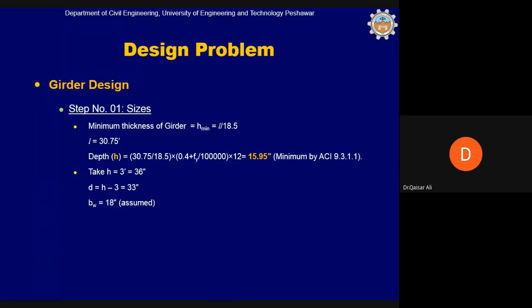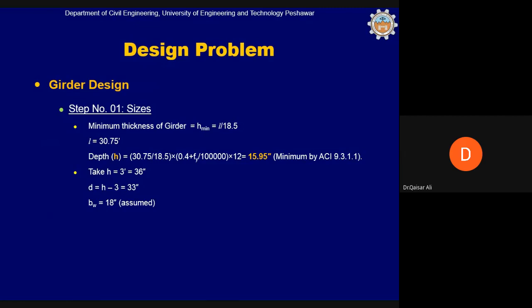There are some other codes like the New Zealand and Australian codes. They have given a very comprehensive equation which also takes into account the load to which the member is subjected. However, in the current versions of the ACI code, in these simplified equations, there is no load to be considered in the calculation of the depth of the beam. As I said earlier, this is a simple approach to assuming the depth of the beam.